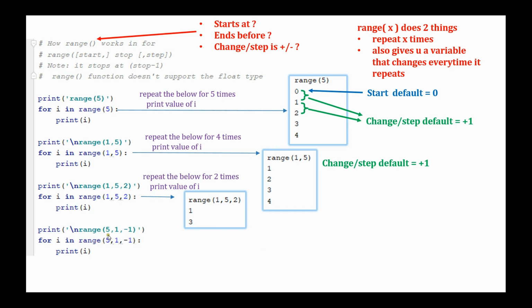In this example, we specify that it starts from 5 and it ends before 1, and the change, or the step, is minus 1. You will see that it prints from 5 to 4 to 3 to 2, and it stops at 2 because it's before 1, and every time the step is minus 1. So it repeats 4 times and prints the value of i.